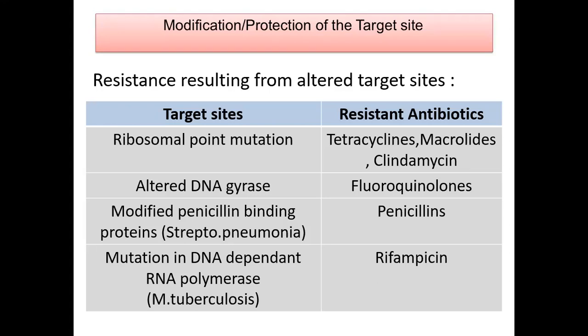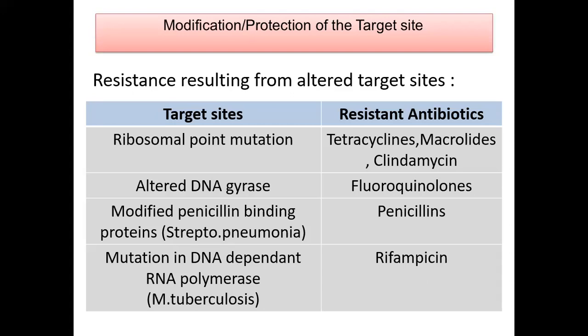Then DNA gyrase. DNA gyrase is the enzyme that is helpful during replication. It will unwind the DNA. It will create the DNA fork, right? Now if DNA gyrase is already altered, your antibiotic will not bind to DNA gyrase, right? So what happens? Your replication will carry on, and your bacteria will live longer, right? No antibiotic is working. This applies to fluoroquinolones, right? Then modified penicillin binding proteins, in Streptococcus pneumoniae.